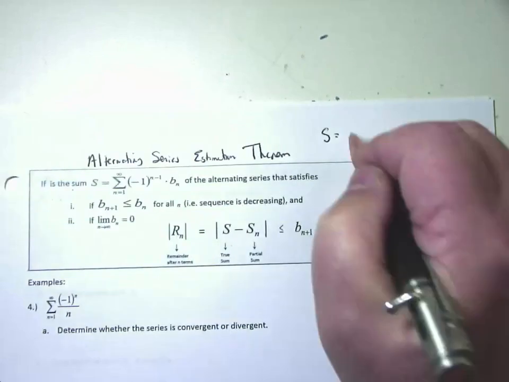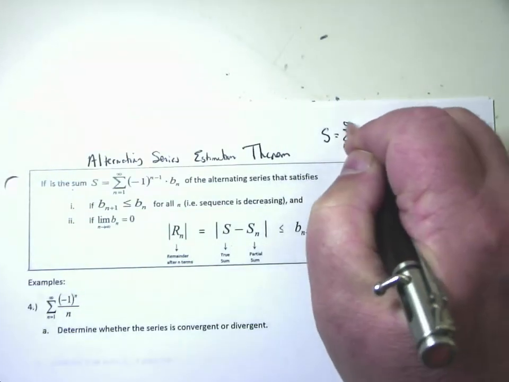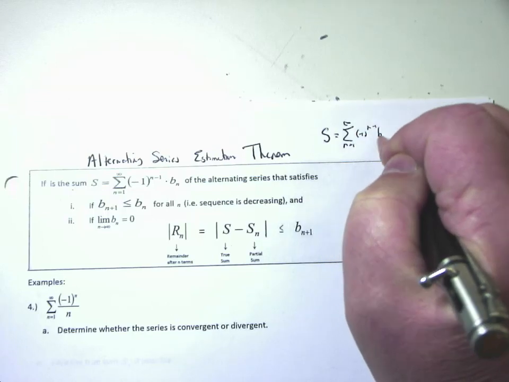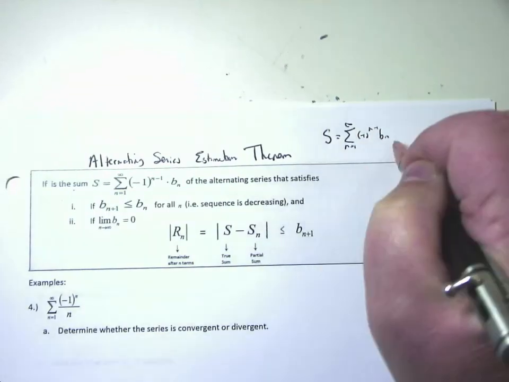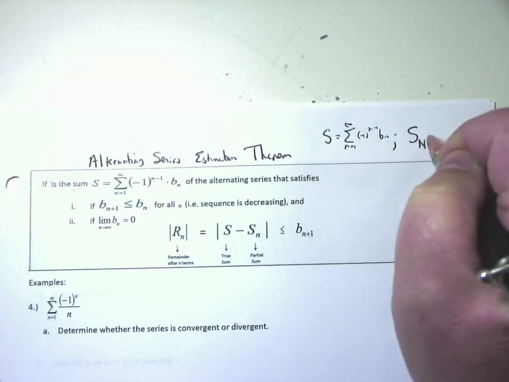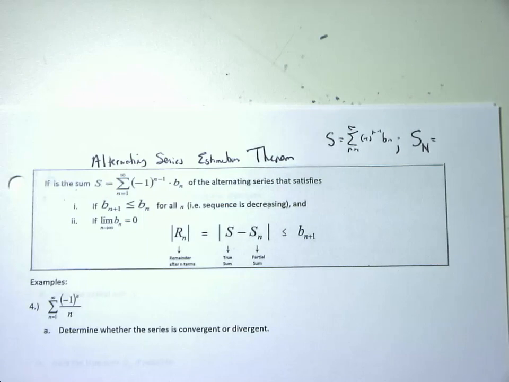S is the true sum. This is the sum as n goes from 1 to infinity of (-1)^(n-1) b_n. But then we're going to compare this to this guy. We're going to call him S_N, with a big N on him. This was that partial sum we did way back when in chapter 8.2.